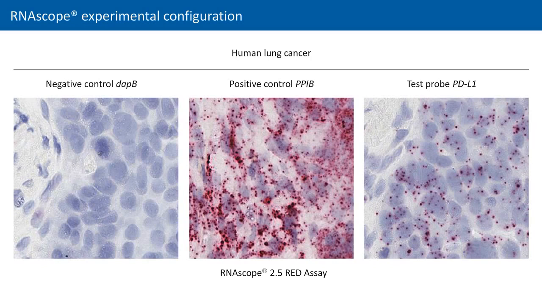From the results for these control probes, we can conclude that there is good RNA quality throughout the tissue sample and that there is little to no background, so we can be confident that the localized pattern for the target probe, PD-L1, shown on the right, will in fact be correct.